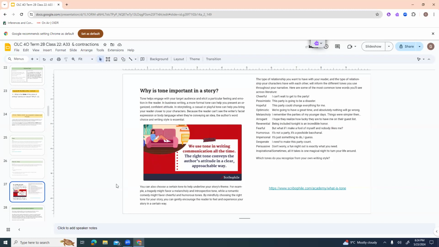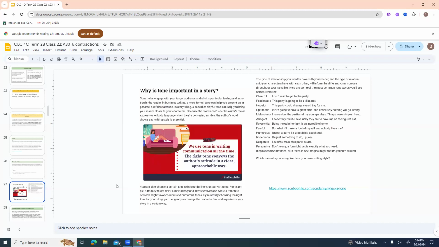We use tone in writing communication all the time. The right tone conveys the author's attitude in a clear, approachable way. You can also choose a certain tone that might help underline your story's theme. For example, a tragedy might favor a melancholy and introspective tone, while a romantic comedy might favor a cheerful and humorous tone. Be mindful choosing the right tone for your story, and you can gently encourage the reader to feel and experience the story in a certain way.